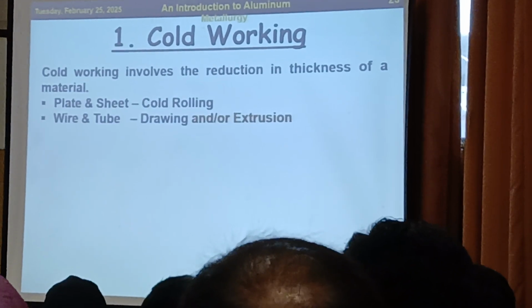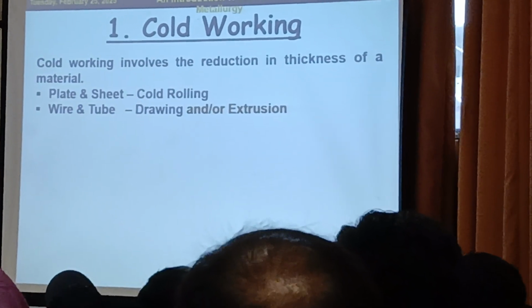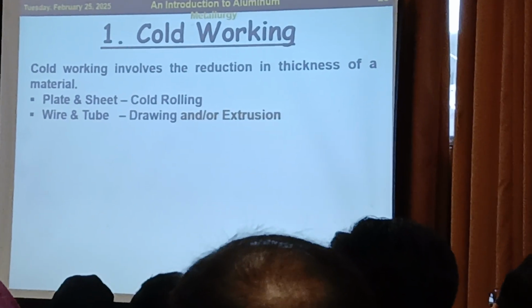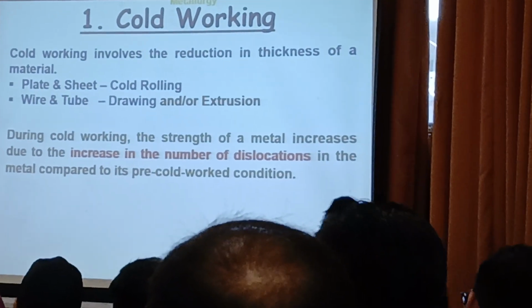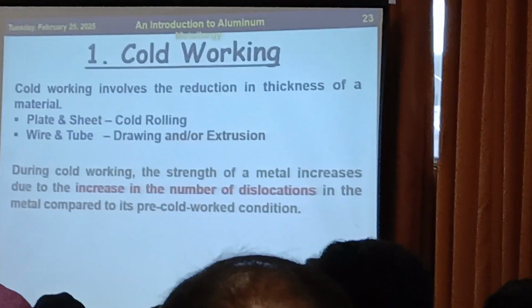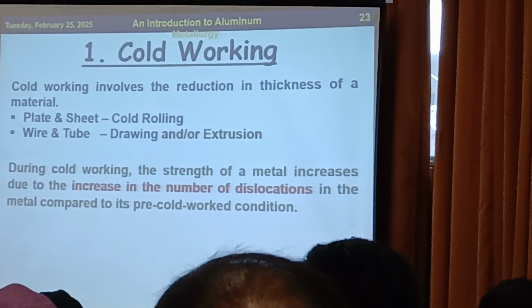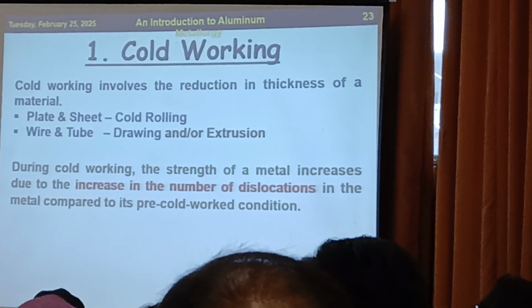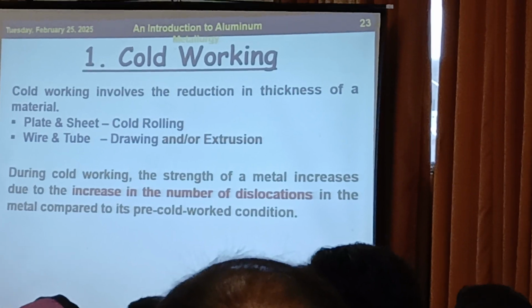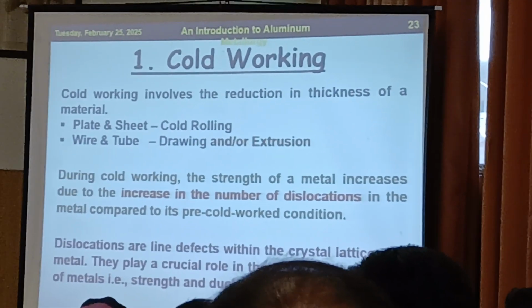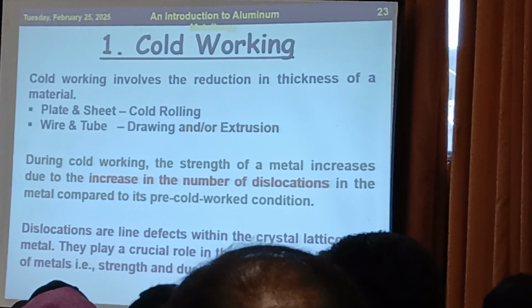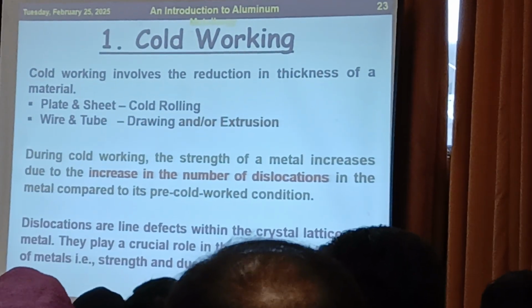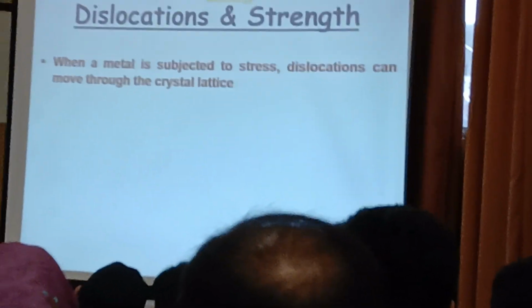Cold working. In cold working, we produce plates, sheets, and wire rods by cold rolling, wire drawing, and other things like that. During cold working, what happens? The number of dislocations and their density increases, and that actually increases the strength of the alloys. Dislocations, as already mentioned, are line defects, and they play a crucial role in the mechanical behavior of metals, in strength and ductility. Dislocation and strength.